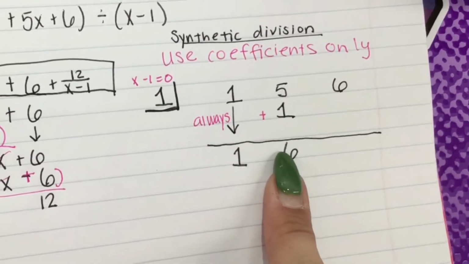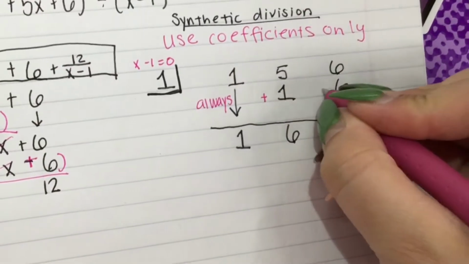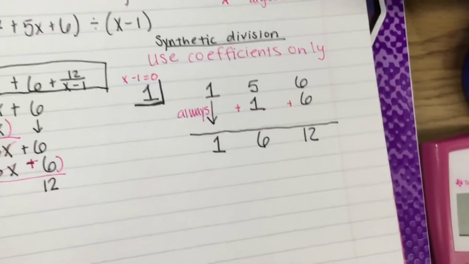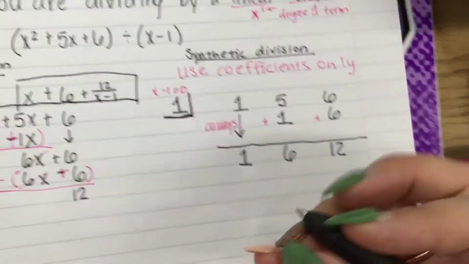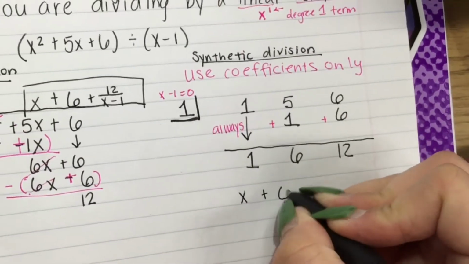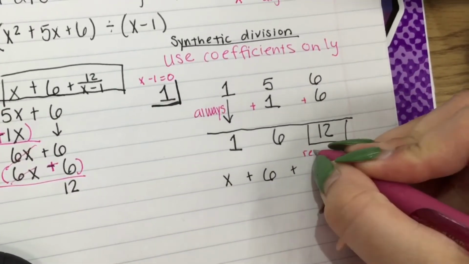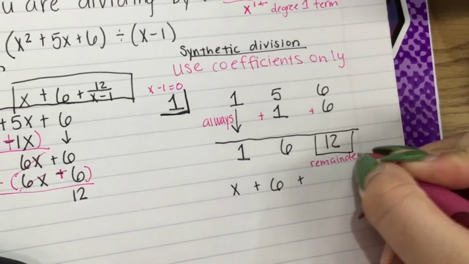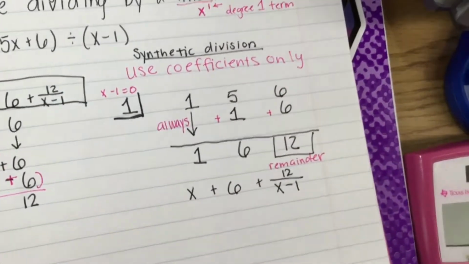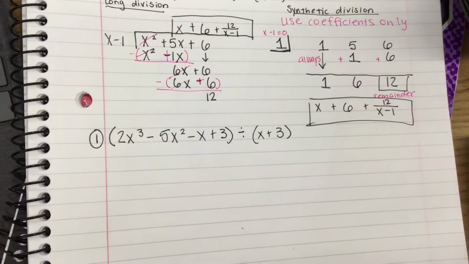Now I start that same process over. 1 times 6 is 6, and I put my answer under the next coefficient, and I'm going to add down. 6 plus 6 is 12. Now, this is how I write my answer. You're going to look at the degree of your original dividend. Your answer will use the coefficients that you found, and it will be 1 degree less than what we started with. So my answer is going to start with x to the first power. The last number is always going to be your remainder. So here I have that same exact answer that I got when I used long division.